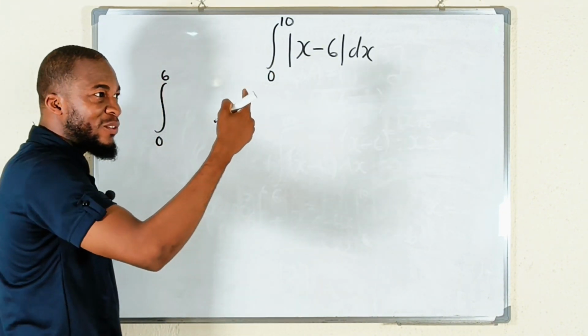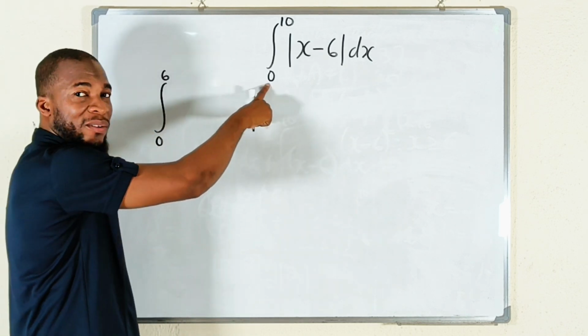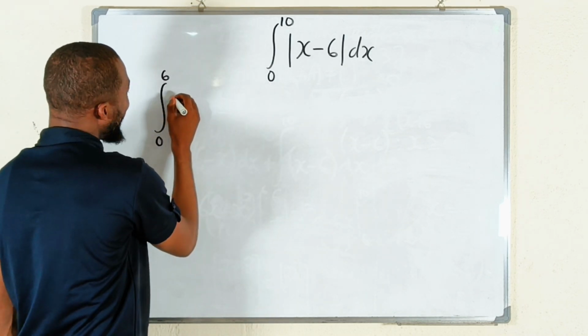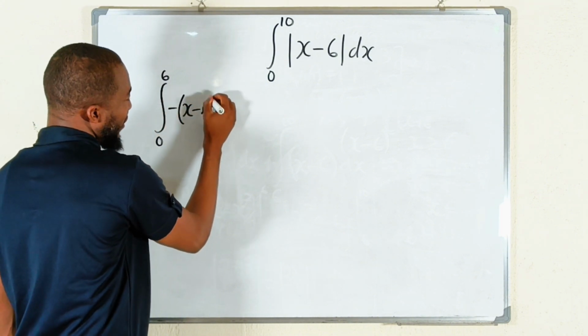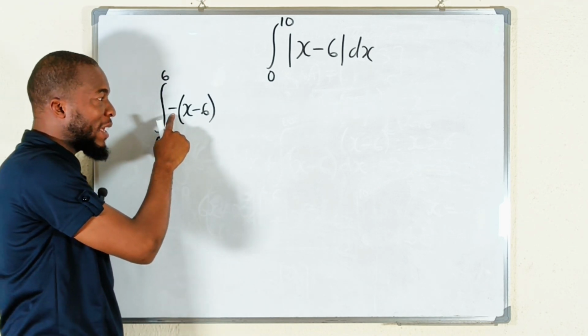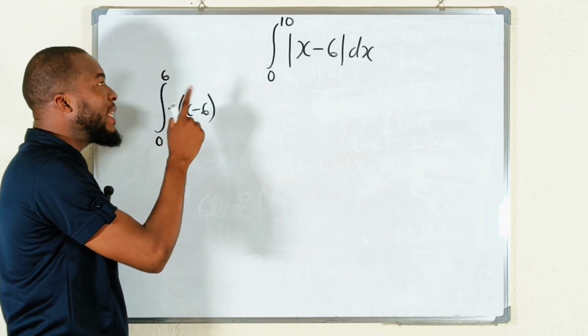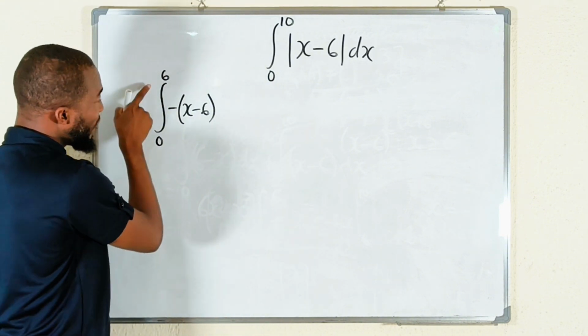So you see, less than 6 we have 5, 4, 3, 2, 1, 0 because it starts from 0. So this input is negative. This is why I have my negative sign here, if and only if x is less than 6. This is why I started from 0 to 6.